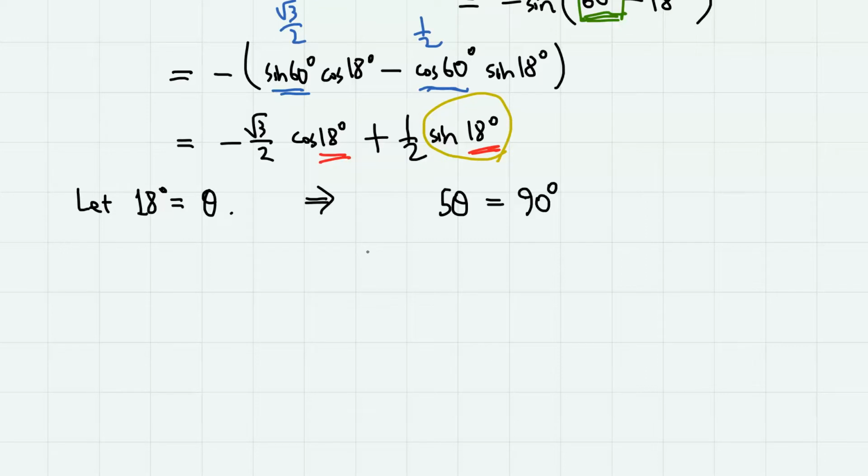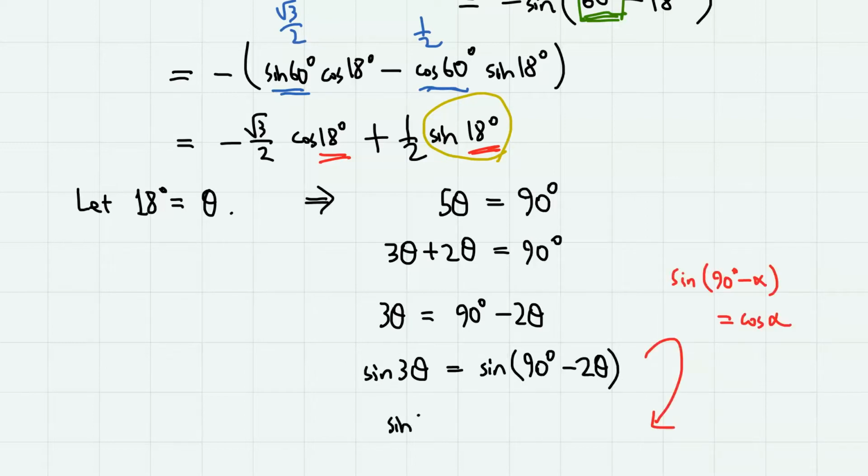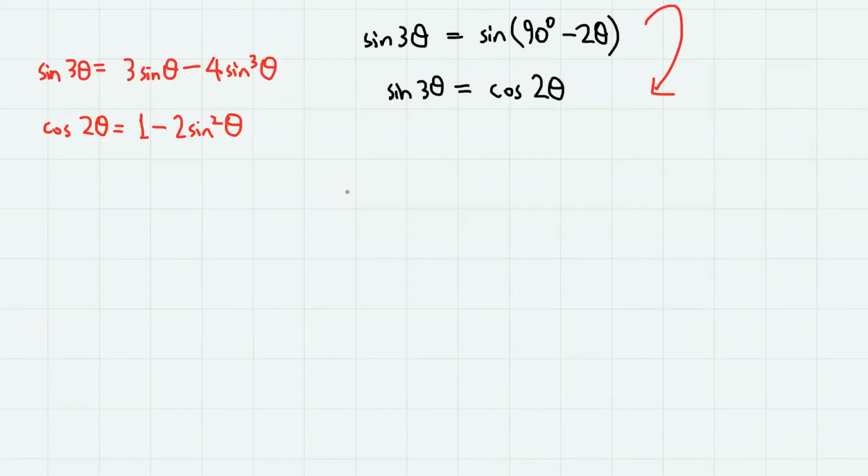The next trick is to split this 5 theta into 3 theta plus 2 theta. So we have 3 theta equals 90 degrees minus 2 theta. So therefore, sine 3 theta equals sine of 90 degrees minus 2 theta. So we have sine 3 theta equals cosine 2 theta. Now we use this triple angle formula for sine and double angle formula for cosine. Then we have 3 sine theta minus 4 sine cubed theta equals 1 minus 2 sine squared theta.